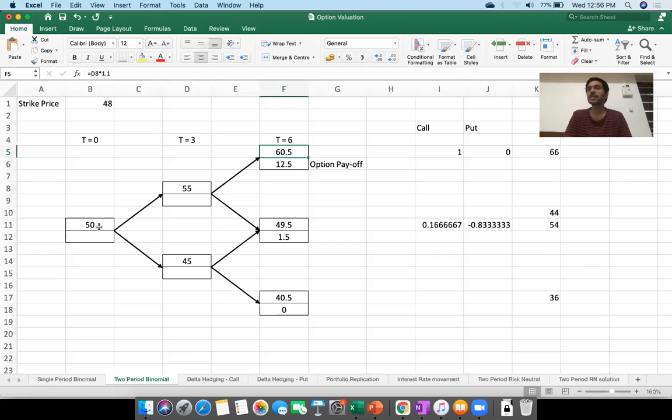Or the share price can go up from 50 to 55 and from 55 it can actually fall down to 49.5. That is the second possibility. The third possibility is it can go down from 50 to 45 at the end of 3rd month, and from 45 it can increase to 49.5 at the end of 6th month. So if you see, it can be 49.5, but the way to arrive at 49.5, there are two paths.